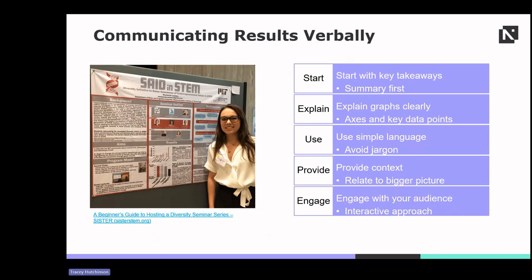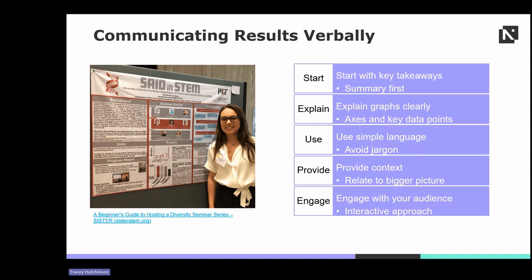Use simple language. Avoid technical terms that might confuse your audience. Aim for clarity and simplicity in your explanation. Provide context. Explain how the data fits into the broader context or compares to past data, benchmarks, or expectations. This helps the audience understand the significance of the results.